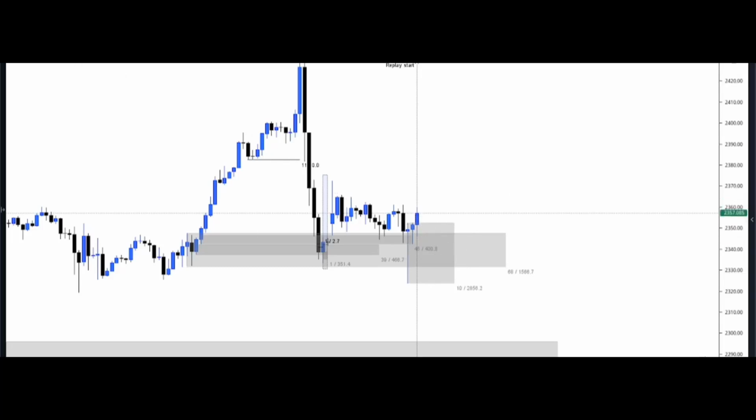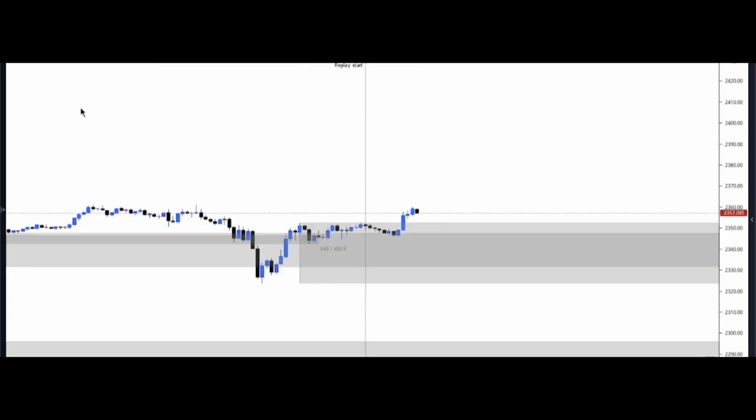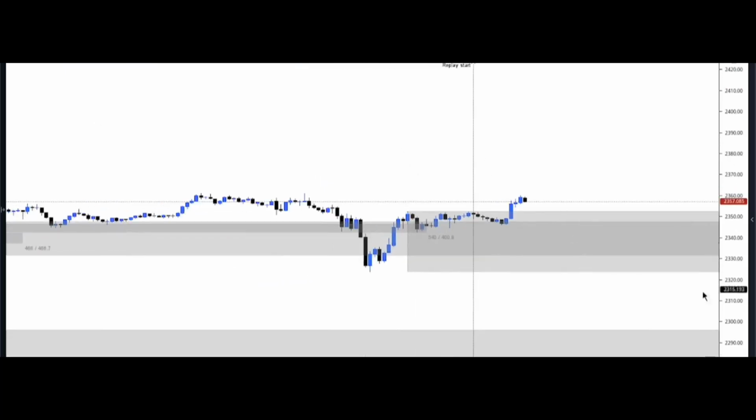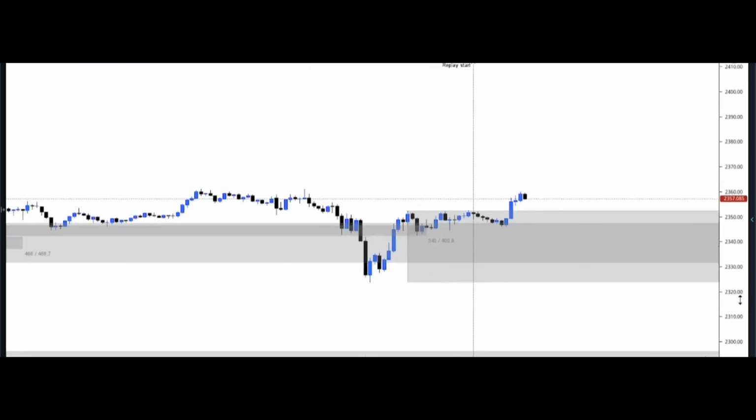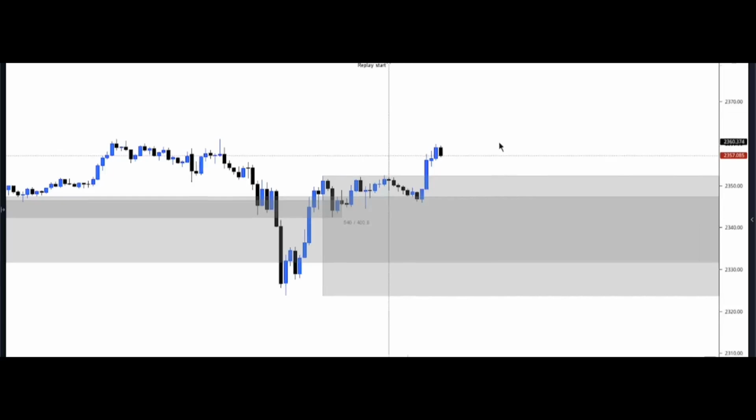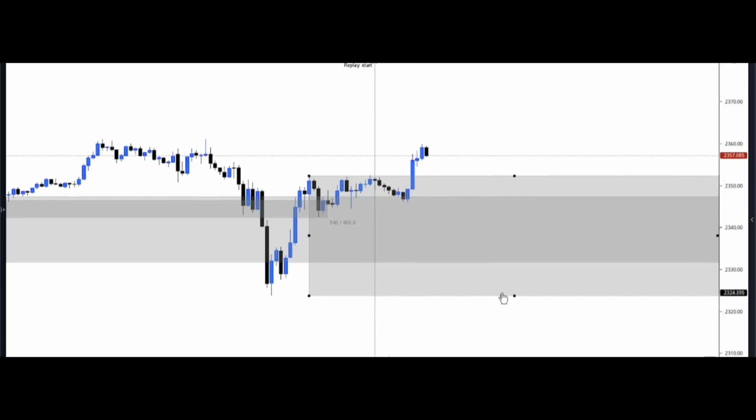So let's get to the 5M and refine. Now this is that zone. From this high to this low is that zone. So can we refine? Anything to refine here? Well, the only thing that is left for us to refine is this one here.